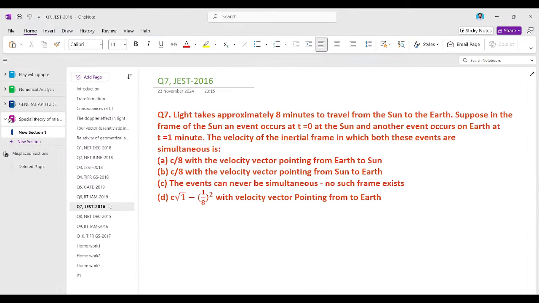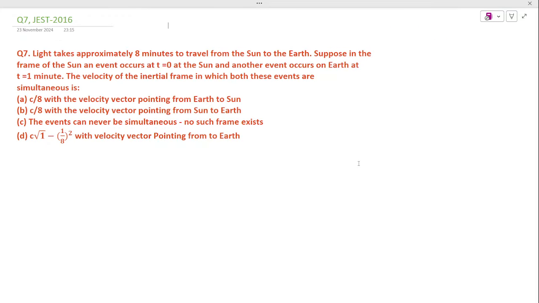Our next question, question number 7 from JEST 2016. Light takes approximately 8 minutes to travel from the sun to earth. Suppose in the frame of the sun an event occurs at t equal to 0 at the sun, and another event occurs at the earth at t equal to 1 minute. Find the velocity of the inertial frame in which both these events occur simultaneously. Four options are given; which should be the correct one?